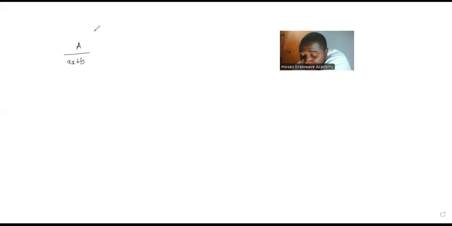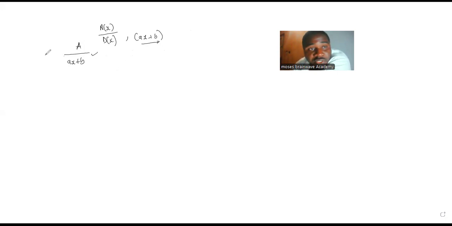This is the numerator, and this is the denominator. Look at it very critically. If the denominator has just a linear factor, when we talk about a linear factor, it has a constant, maybe just x, plus another constant b. This is linear. If it has a linear factor and it does not repeat itself, then you are going to be taking this, just like our first example.